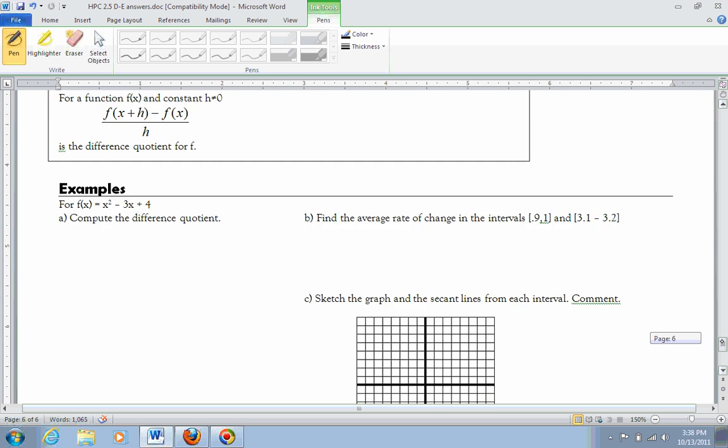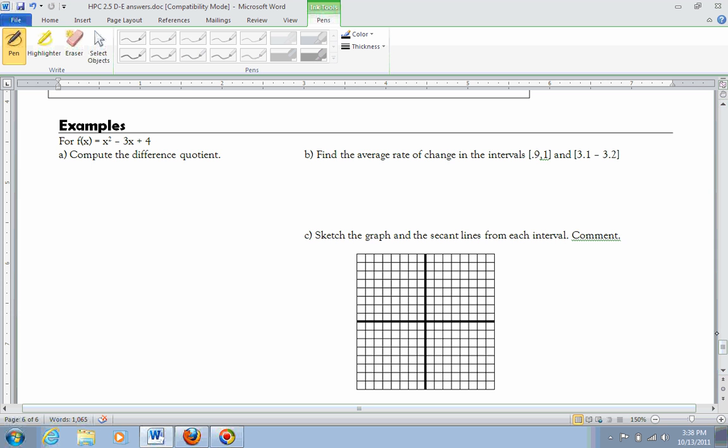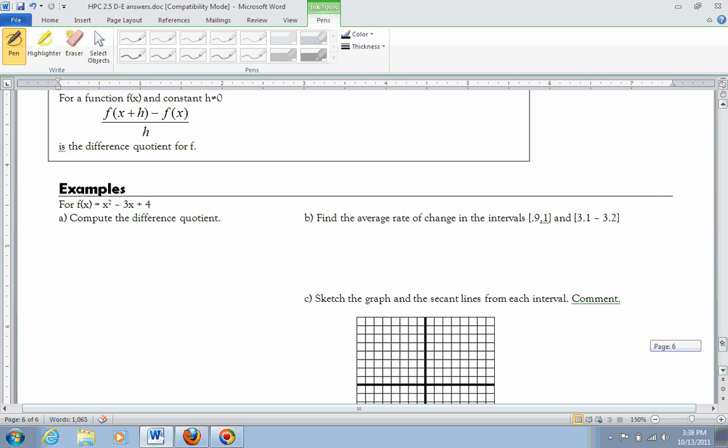If we're looking at this next one, we're going to compute the difference quotient by plugging into this formula. I'll put that formula back here. We're going to take f and plug x plus h into the function, and then we subtract the original function, and then we divide that by h.